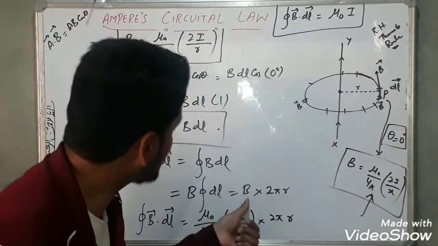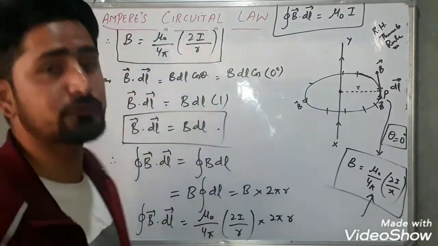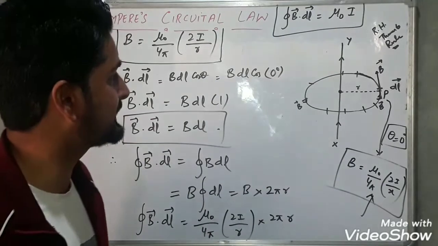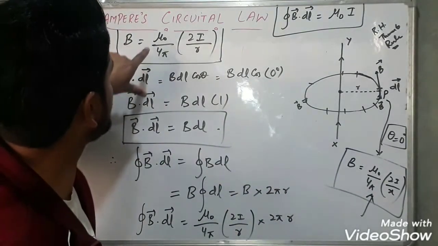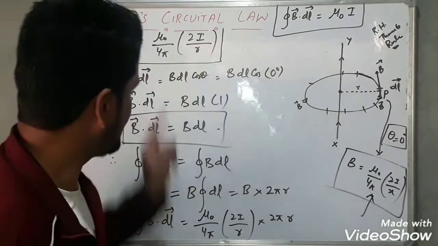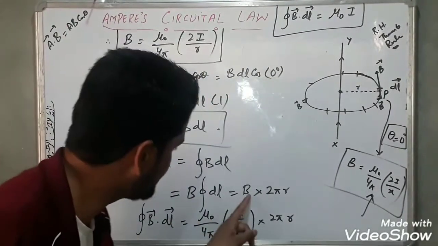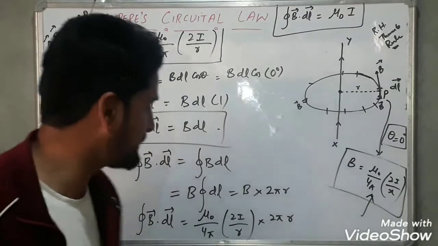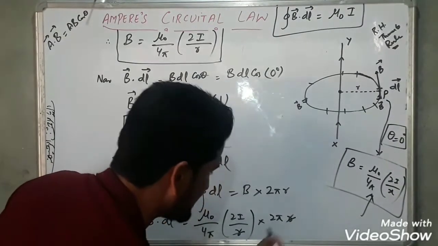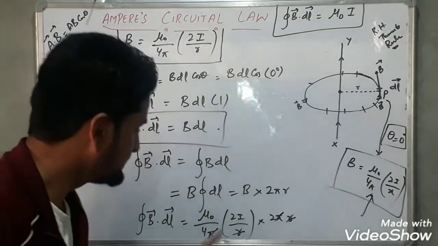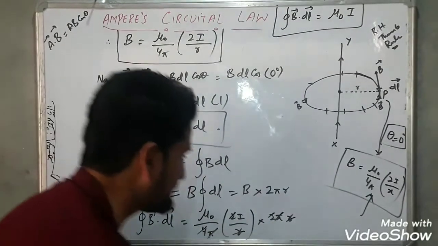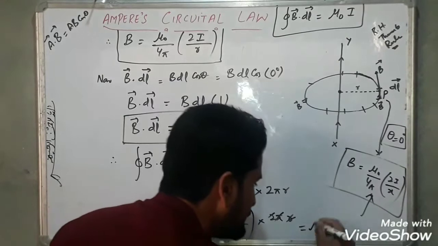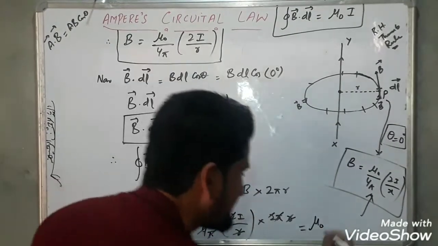The value of B that we calculated by Biot-Savart's law around a straight current carrying conductor, at any point, is the magnetic field equal to mu naught by 4 pi, twice I by r. Use this value here in place of B, into 2 pi r. R and R will cancel, pi and pi will cancel, 2 twos are 4, 4 and 4 will cancel, and what remains is mu naught and I.